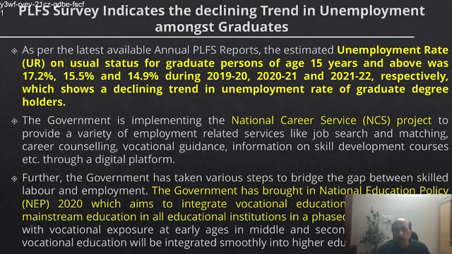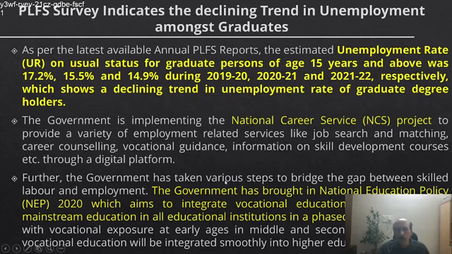Based on the PLFS data, again, the government, in one of its responses to a parliament question, has claimed that graduate unemployment has been consistently falling from 2019-20 onwards. In 2019-20 it was 17.2%, which gradually reduced to 14.9% in 2021-22. The government is claiming that they are implementing various policies like the National Career Service Scheme, under which they are guiding the youth regarding job search, matching their skills with the skills required in the market, providing vocational guidance and other information on skill development. They have started the National Career Service, under which counseling is provided to the youth.